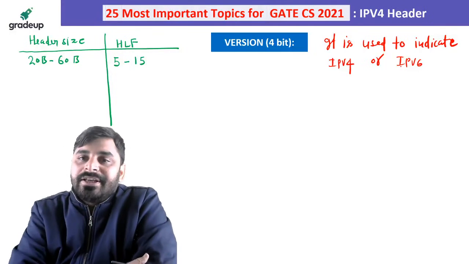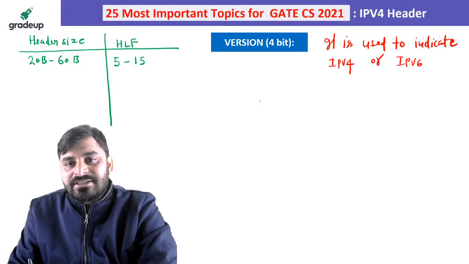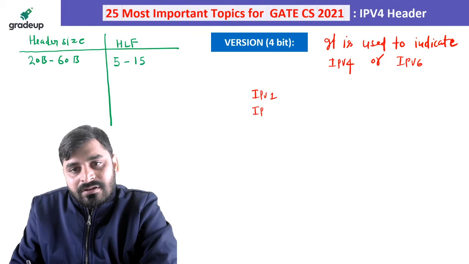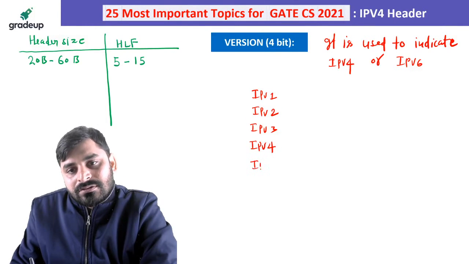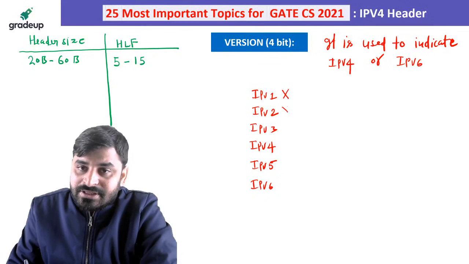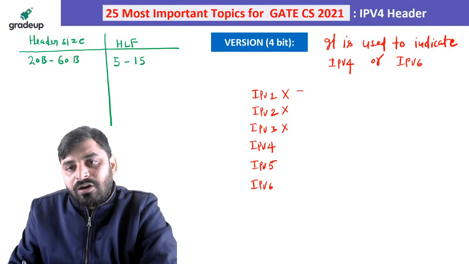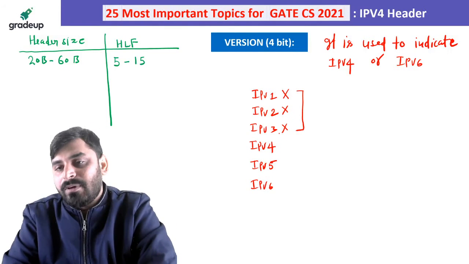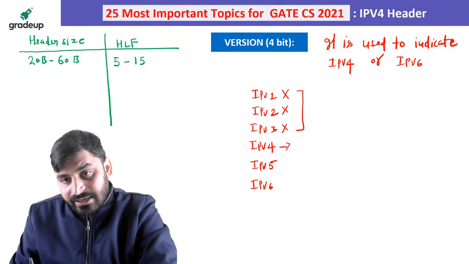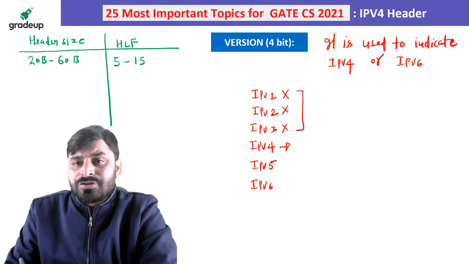So my dear friends, actually initially there was IP version 1, IP version 2, IP version 3, IP version 4, IP version 5, IP version 6. For some reason, IP version 1, 2 and 3 were not practically implemented. There was some problem. So the first version that was practically implemented was IPv4. So this is the 4-bit field.